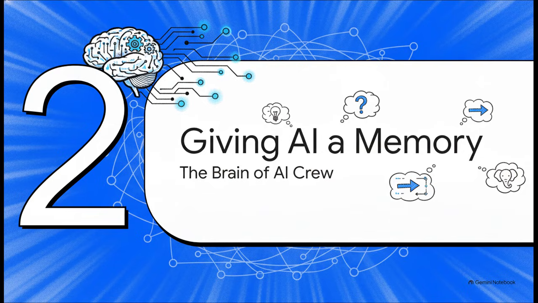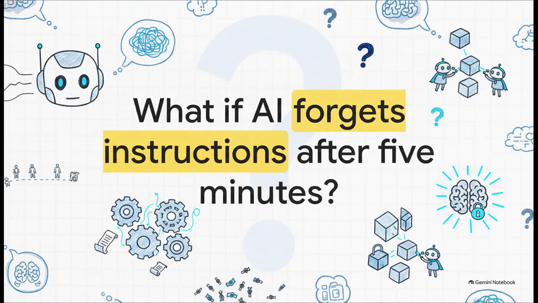Moving right along to Section 2, giving AI a memory, or basically building the brain for your AI crew. Now, we've all been there. What happens when your AI just completely forgets what you told it 5 minutes ago? It's incredibly frustrating, and it's a massive limitation of basic LLMs. You give them this really rich, complex persona, you feed them all the crucial details about your project, and then, just a few prompts later, they've completely lost the plot. They simply can't track long-term context or handle multi-step projects without a proper memory system. They desperately need a persistent brain.